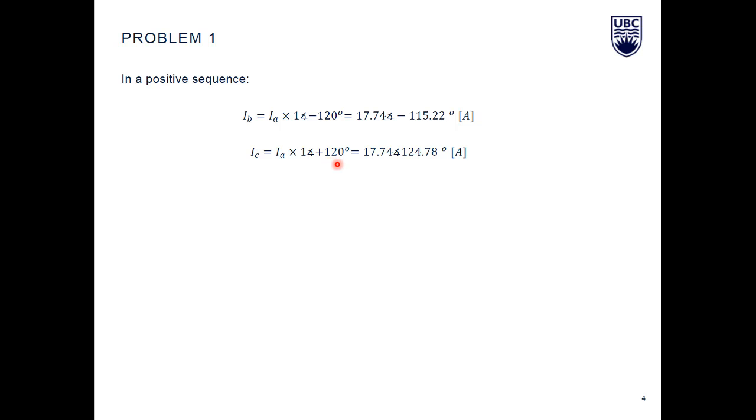It's the same story for IC, and this time we multiply IA by 1 with the angle of plus 120. So the current of C is leading the current of phase A by 120 degrees, or we can say that it's lagging by 240 degrees. So we have the current for phase C as 17.74 with the angle of 124.78 degrees. So this is the first problem we had. It's pretty easy. You just need to know the relation between the three phases and we can solve this problem.